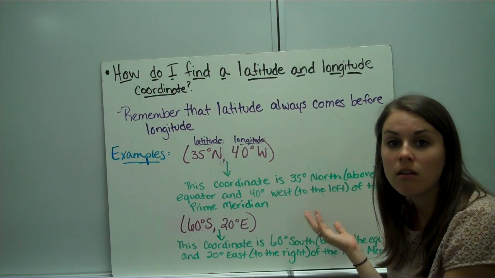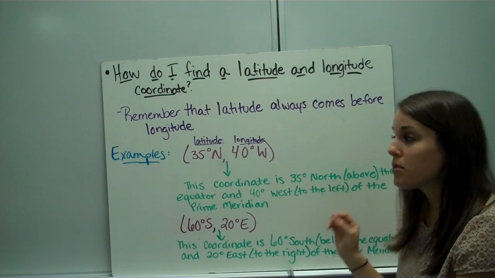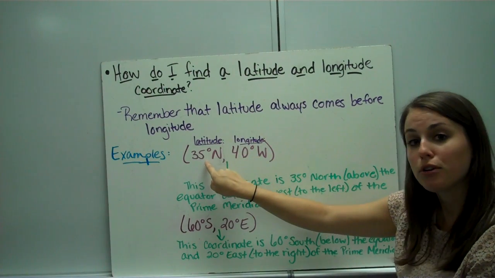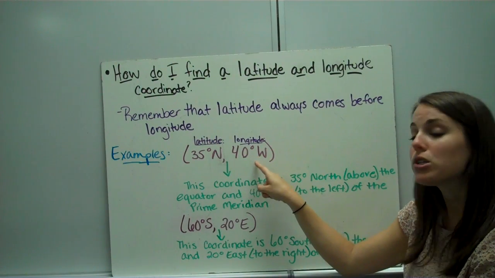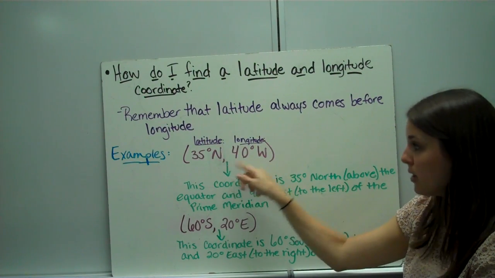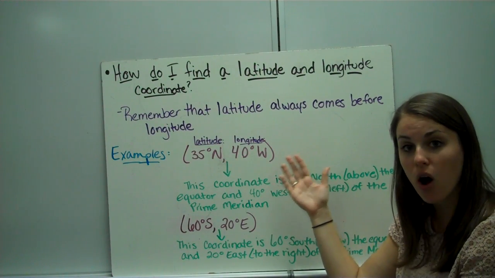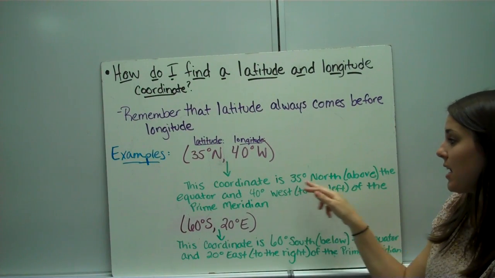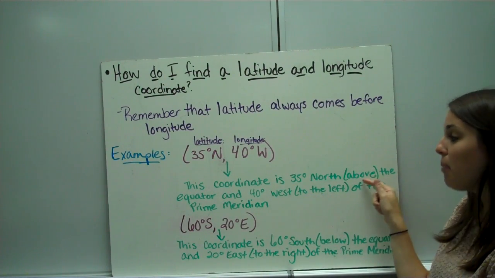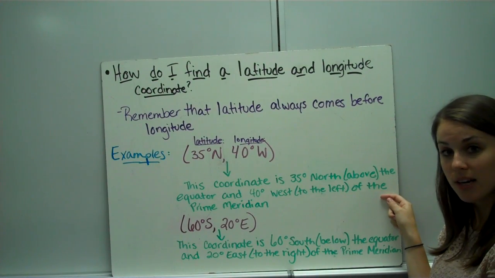So how do you find latitude and longitude coordinates? Remember the first thing, latitude always comes before longitude. So if you were looking at coordinates, latitude's always going to be your first coordinate, longitude's always going to be your second coordinate. So if we saw this coordinate, 35 degrees north, comma, 40 degrees west, we need to figure out how you would find that on a map. Well, this location is 35 degrees north or above the equator and 40 degrees west or to the left of the prime meridian.